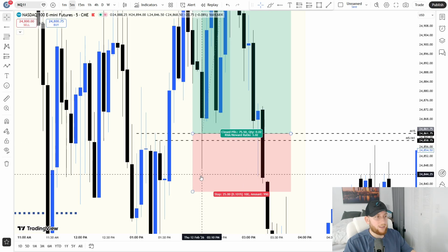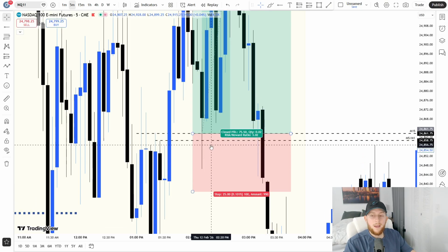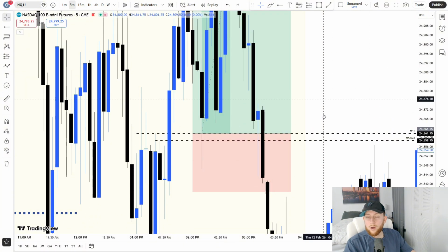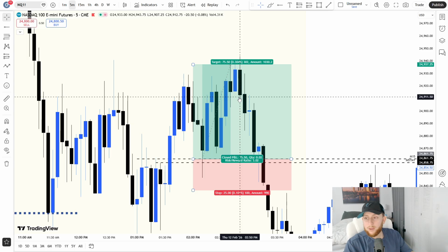Now, I definitely would have liked a time frame down here. Maybe like a level of demand right down here. But this is what worked. And you can see this is what would have given us a 1 to 2, 1 to 3, wherever you would have taken profit.